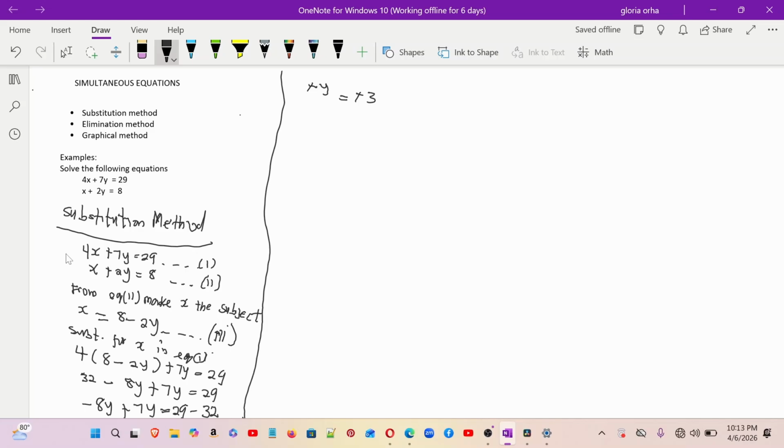Since we have solved for y, we can now substitute for y. If you substitute in any of the equations, it will still give you the same answer. But the best equation to substitute in is equation 3, because x is already the subject of the formula in equation 3.